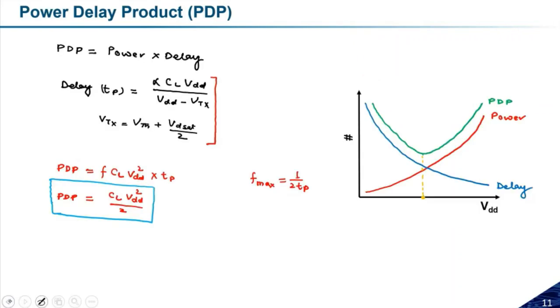Let me go back to this slide. If you see here, we know that the energy can simply be calculated as power into the delay, or power into time. Because we have already calculated PDP, this is the energy. So the energy during transition can be calculated with the help of PDP. The PDP is also known as energy.